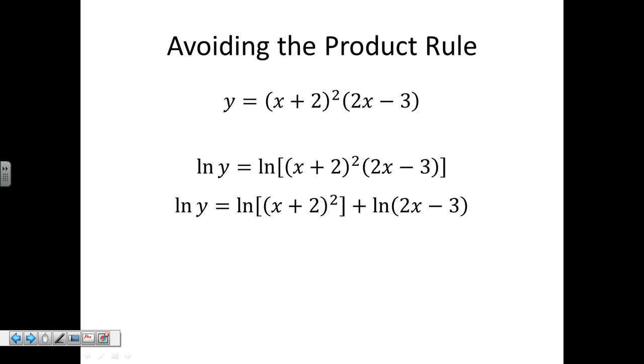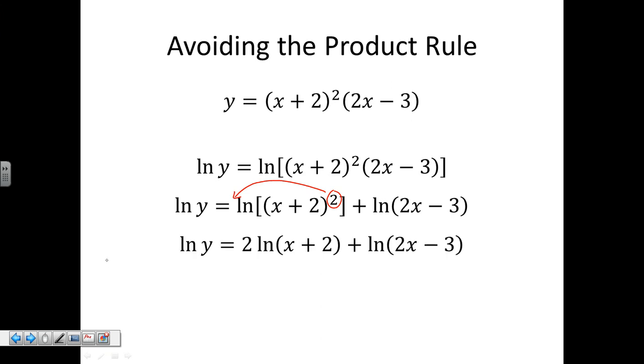And another property of logarithms has to do with this 2 right here, this power. This can come down in front of the natural log. So again, I haven't taken the derivative yet. I'm just using algebra rules right now. I get the natural log of y equals the 2, that squared comes down as a power, natural log of x plus 2, plus the natural log of 2x minus 3.